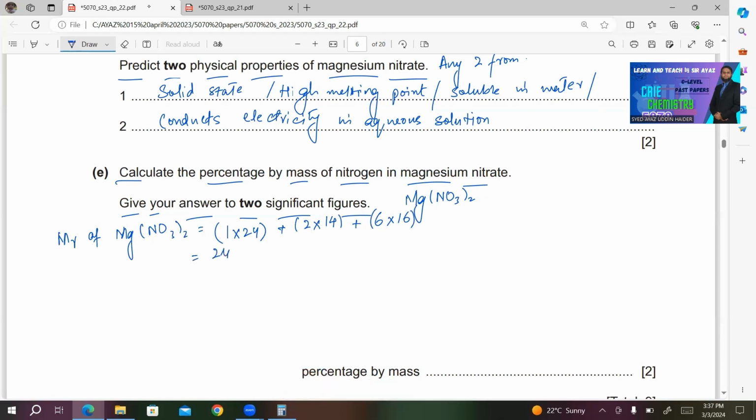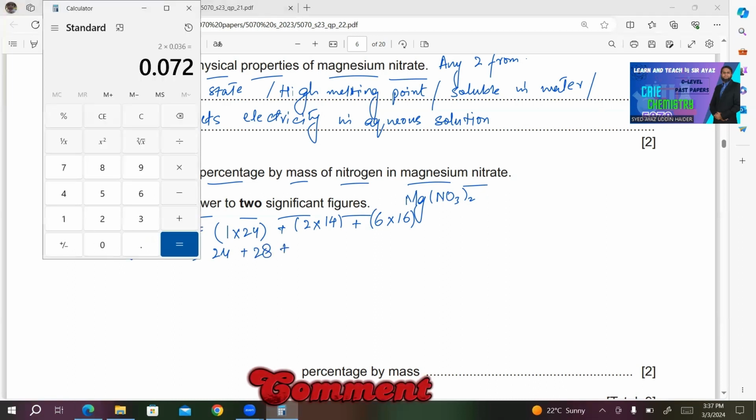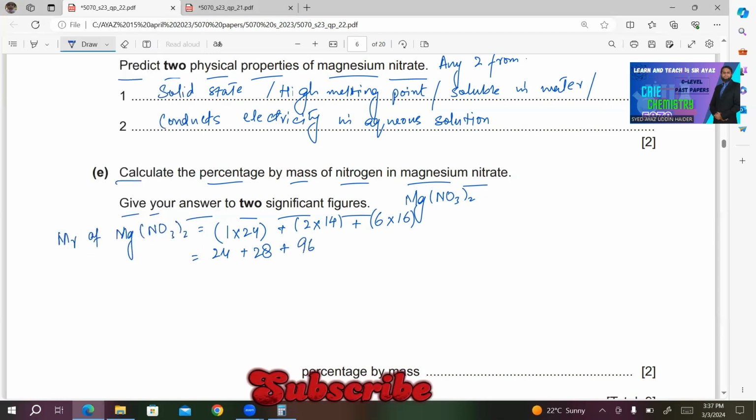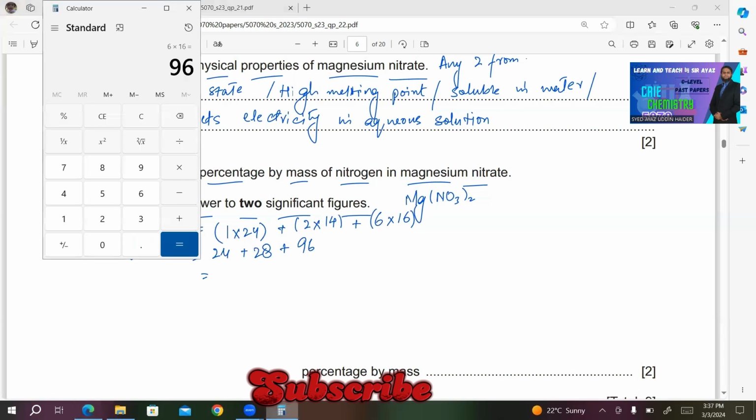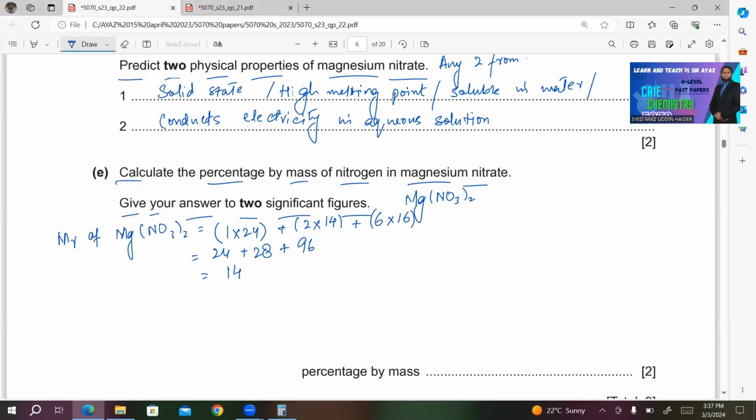So we have 24 plus 28 plus 96. Yes. So adding up these, we'll get the final Mr of Mg(NO3)2, 24 plus 28 plus 96, 148. 148 will be the Mr.